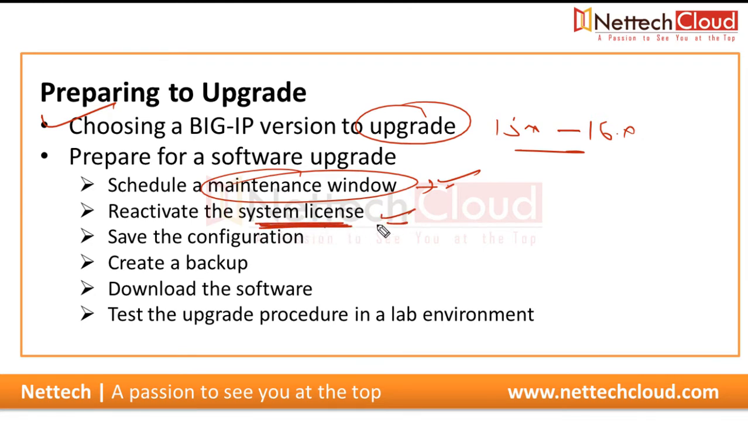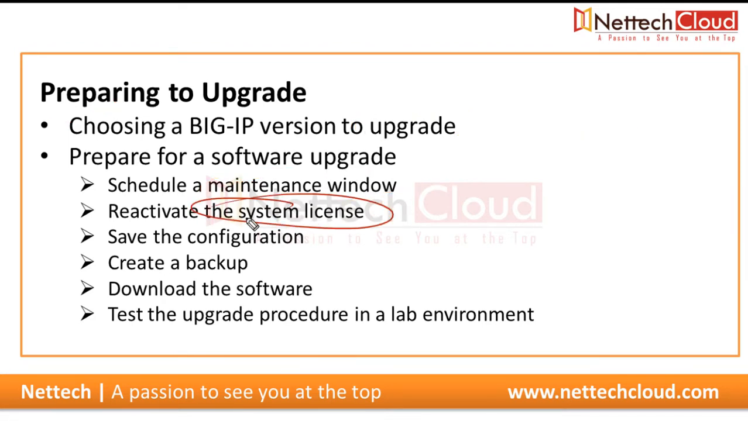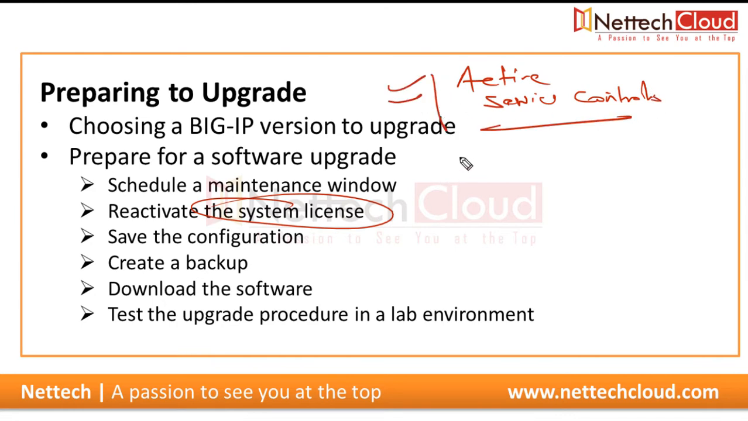It's a bit confusing. Why reactivate the system license, when is it required, why does the system license need to be reactivated, and is it necessary or not? So let's understand, a very important point is this reactivating the system license. As we know, BIG-IP license enforcement allows software upgrades for devices with active service contracts. So with active service contracts, definitely you can upgrade the software of the F5 BIG-IP system.